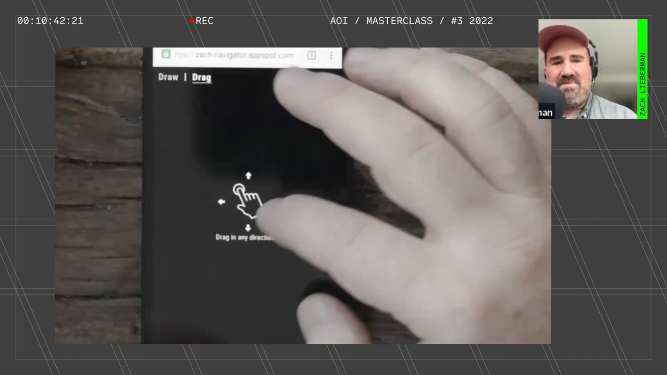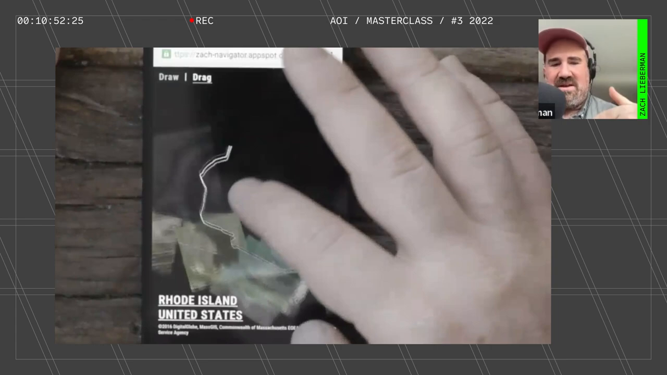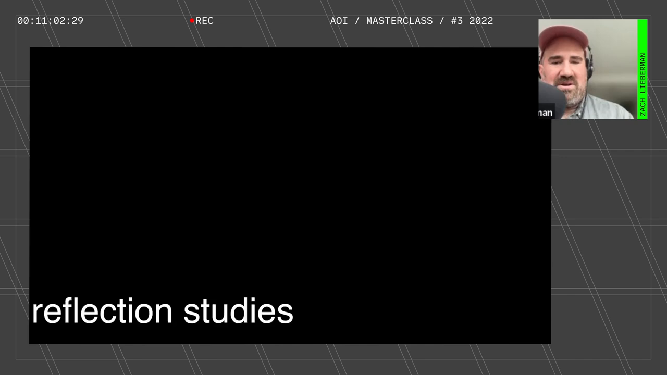The second part of this project is connecting the dominant lines. So finding coastlines and highways and rivers and connecting them to make almost a kind of infinite landscape. So as you drag, it's taking images and stitching them together and making a landscape based on your drawing.